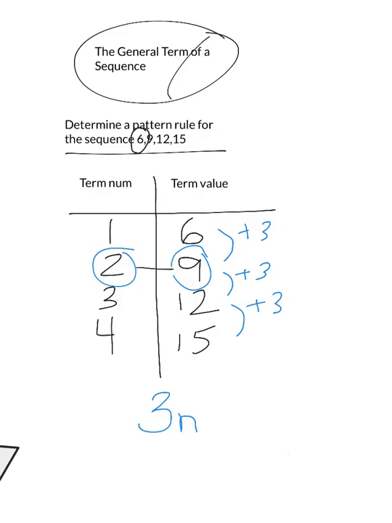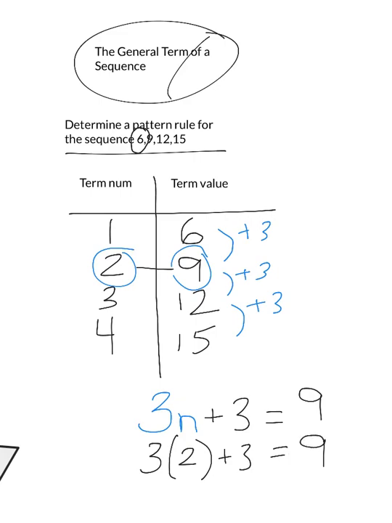So we try out the second term number. If you take out n, put in 2, 3 times 2 is 6. Well, what do we have to add to this to make it equal 9? If we add 3, then it's going to equal 9. So now let's try it for the second term number. Take out n, put in 2, plus 3. 3 times 2 is 6, plus 3 is 9. Okay, so now we know we have our algebraic expression.